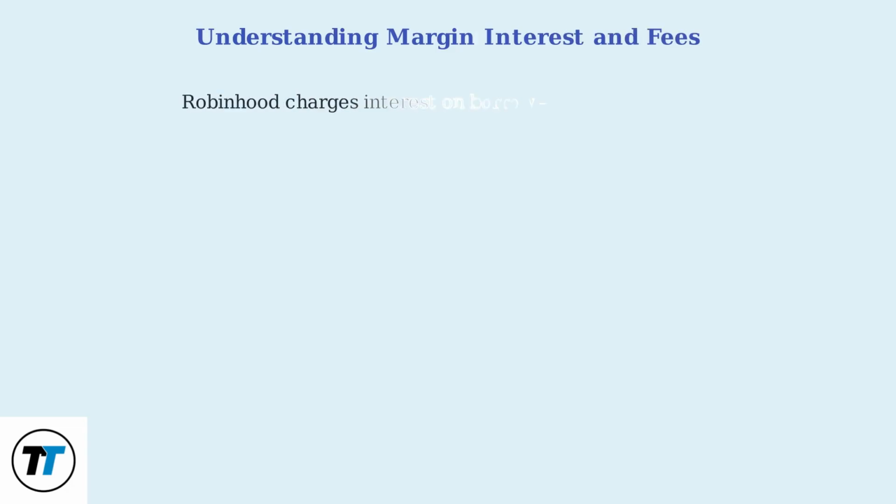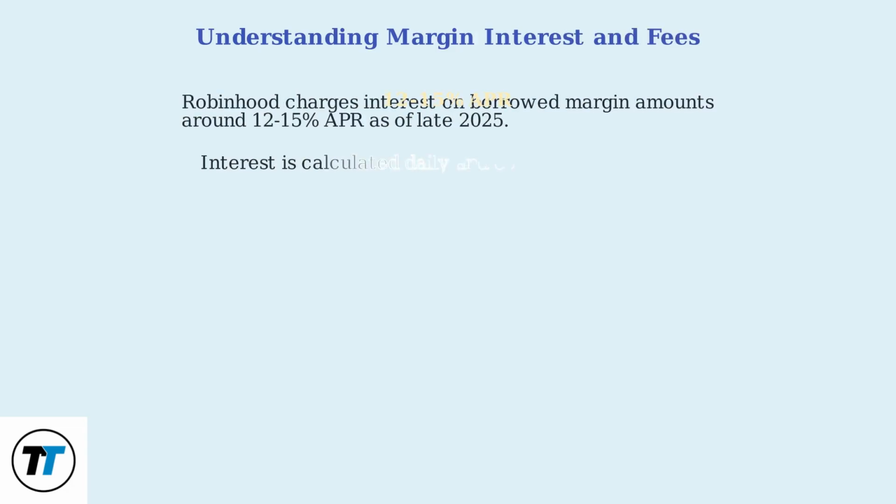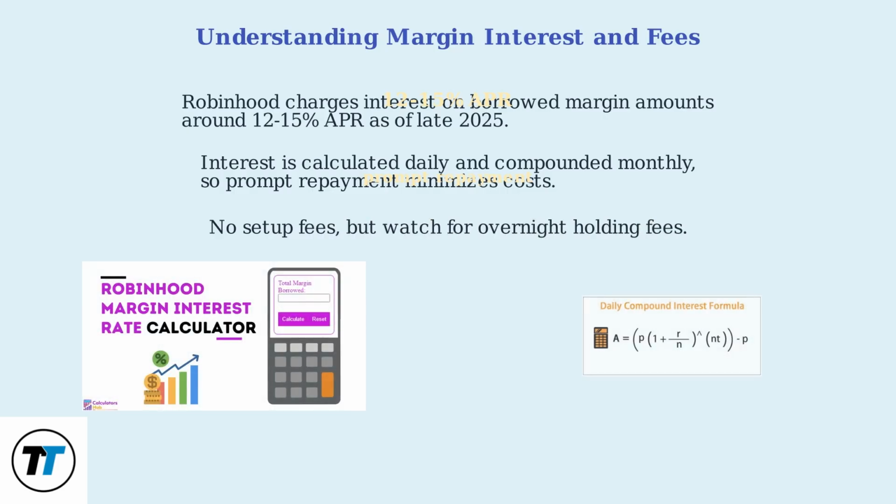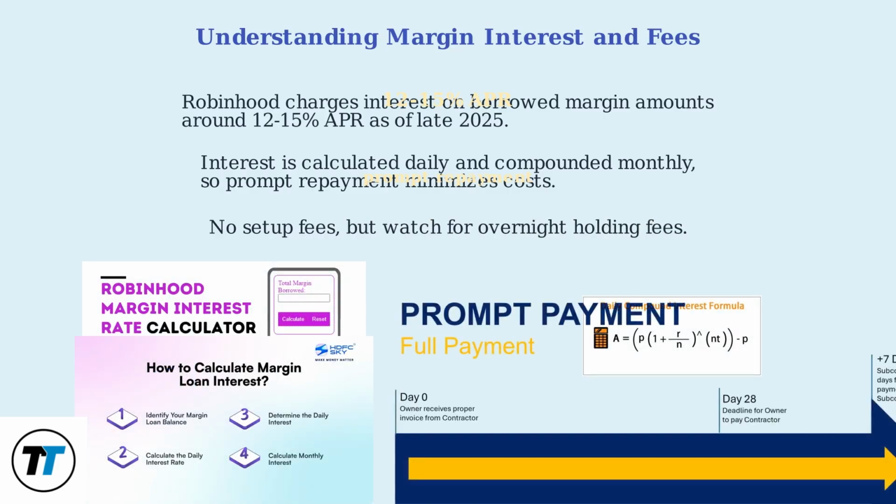Robinhood charges interest on borrowed margin amounts around 12 to 15% APR as of late 2025. Interest is calculated daily and compounded monthly, so prompt repayment is crucial to minimize costs. There are no setup fees, but watch out for potential overnight holding fees.